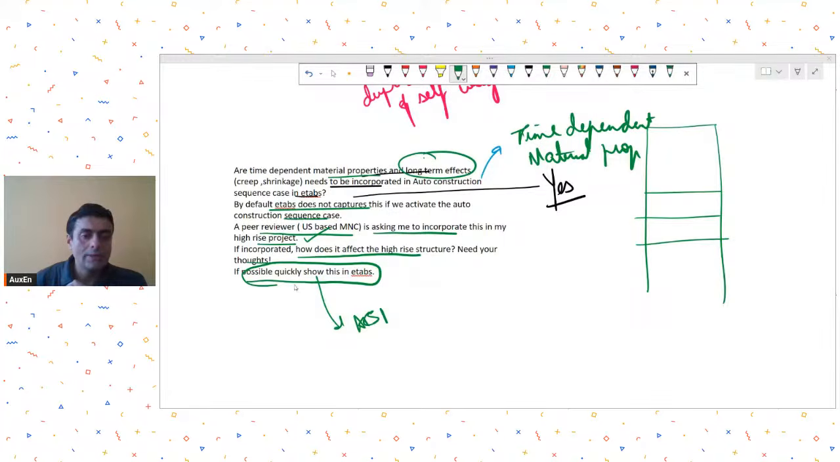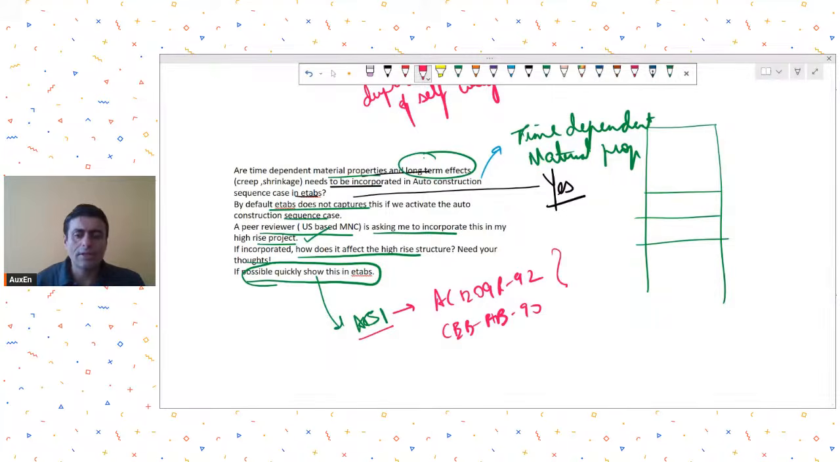There are different documents that you need to follow. So when you switch on the time dependent material option in ETABS, there are different documents according to which you can do this calculation. So ACI, there is this ACI 209R. This is one of the documents. Or there is this CEB FIP 90, I guess. This is one of the documents according to which you can calculate the time dependent material properties. There are a couple of other documents also.